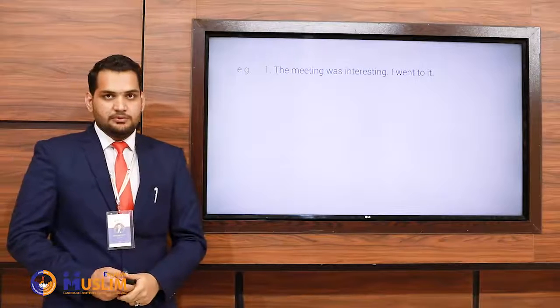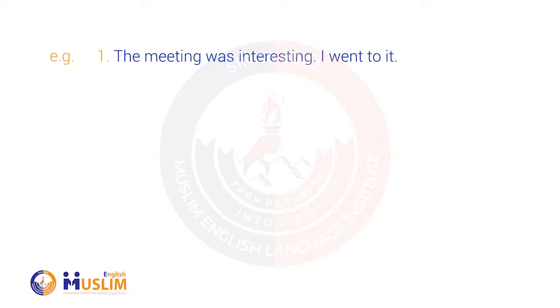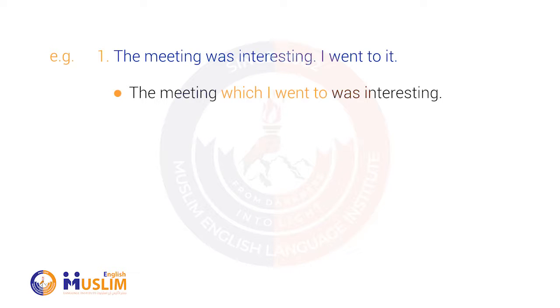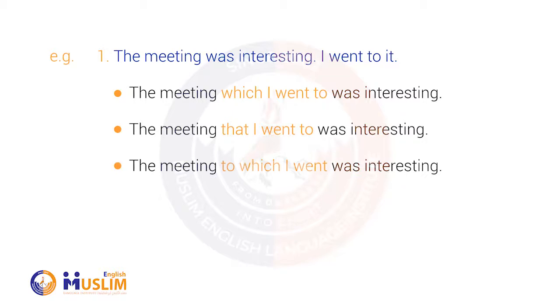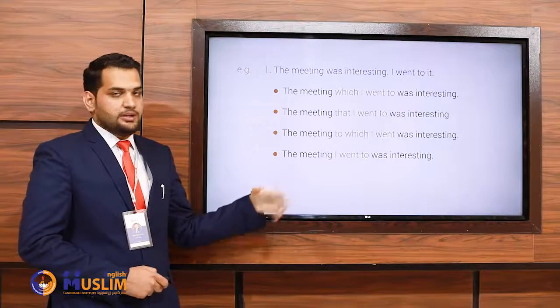Let's have some more examples. Number one, the meeting was interesting. I went to it. You can say, the meeting which I went to was interesting. The meeting that I went to was interesting. The meeting to which I went was interesting. Or, the meeting I went to was interesting. All of these examples are right. You can use any one of them.